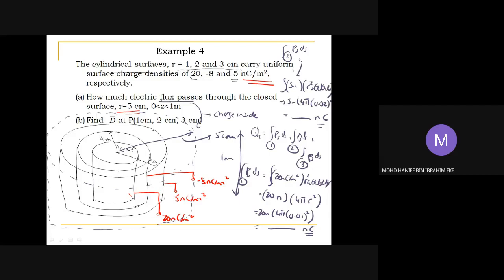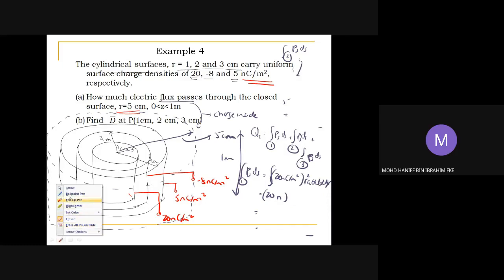Sorry, I think I made a mistake here. This is not a sphere. This is a cylindrical structure. How can I make this kind of mistake? Sorry for this, guys. It's my mistake.